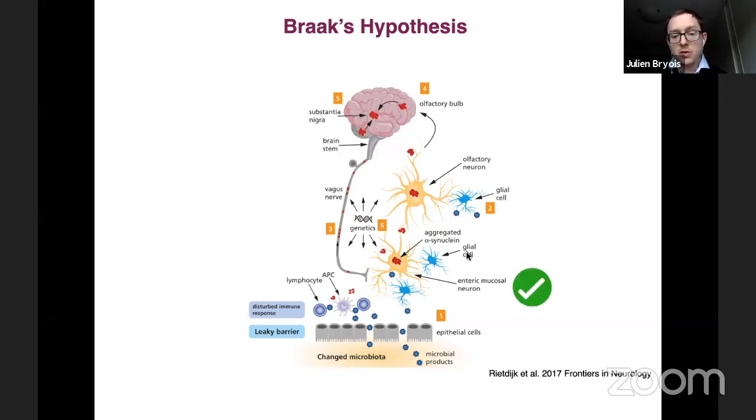And so we found evidence for enteric neurons, for neurons located in the brainstem. So these are hindbrain neurons that were significant using LD score regression, but also some of the monoaminergic and cholinergic neurons are located in the brainstem, as well as neurons located in the substantia nigra. So our results are consistent with Braak's hypothesis.